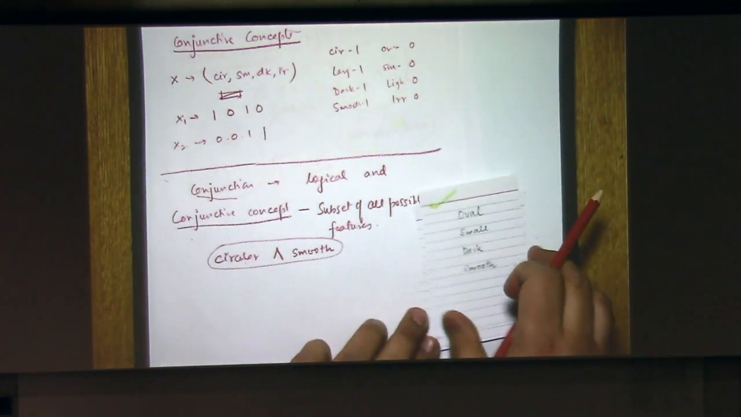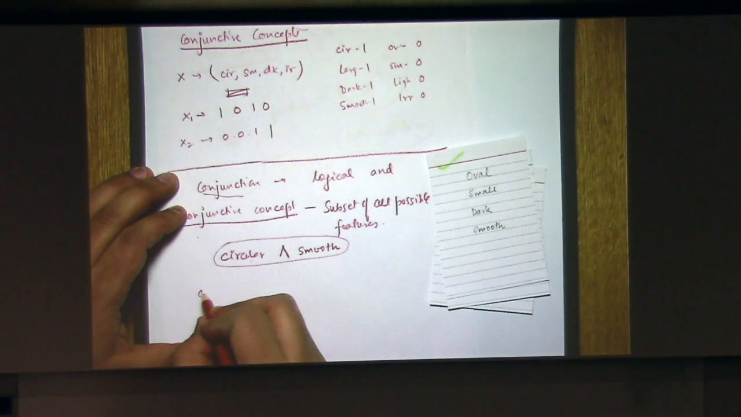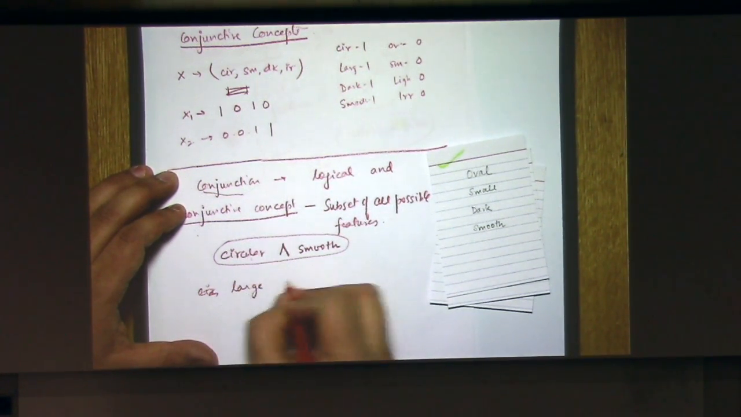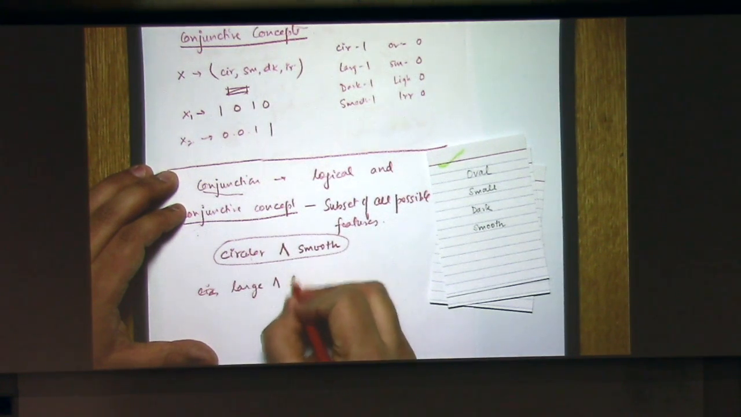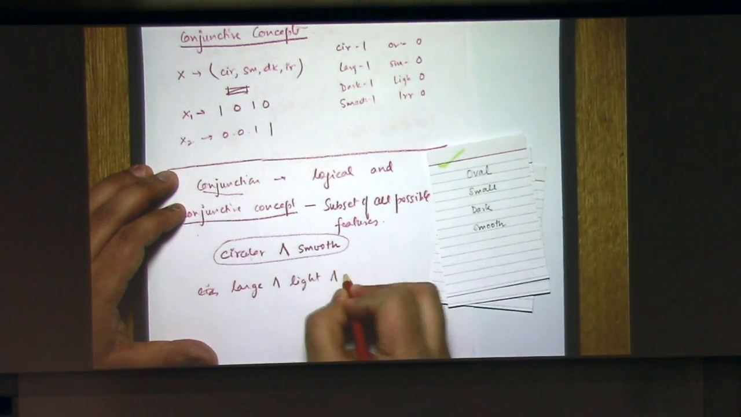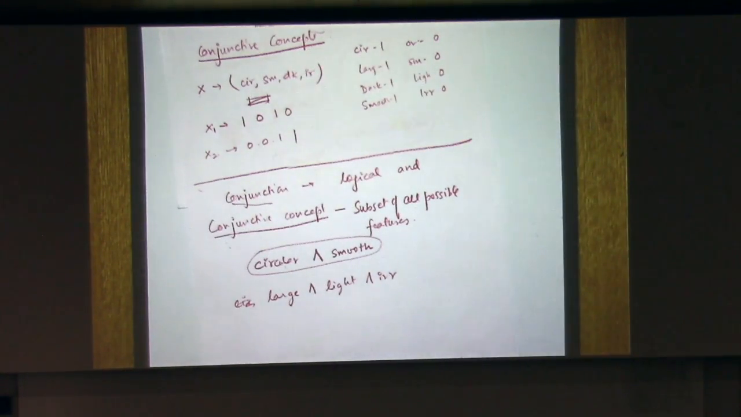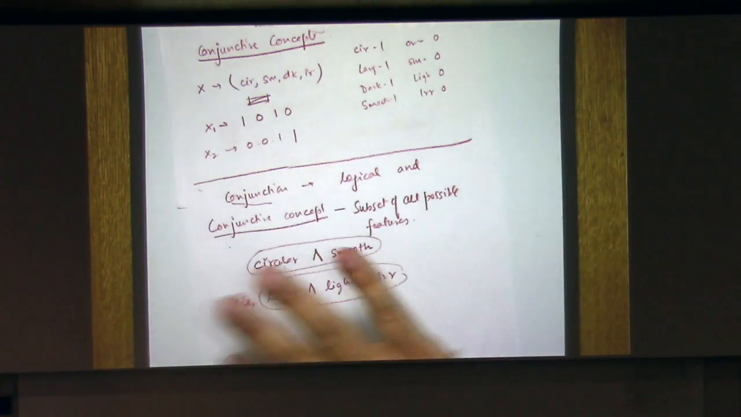So on. So another example could be circular, let's take something else, large and light and irregular. So it is going to only consider those objects as green or belong to the concept who have these things present, right? You see what I mean? So it's essentially an application of a conjunctive rule on your objects.